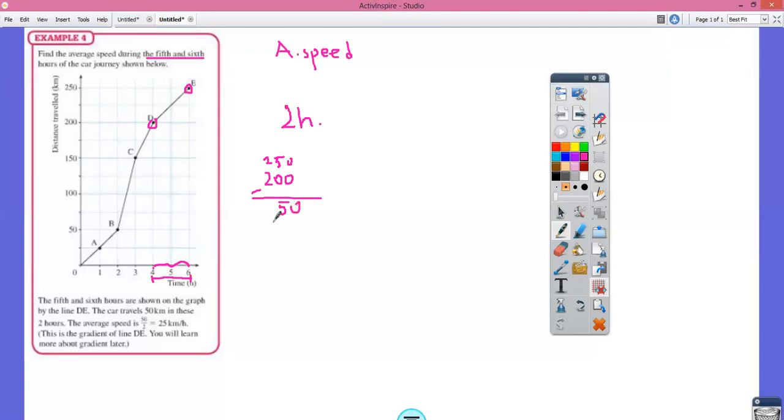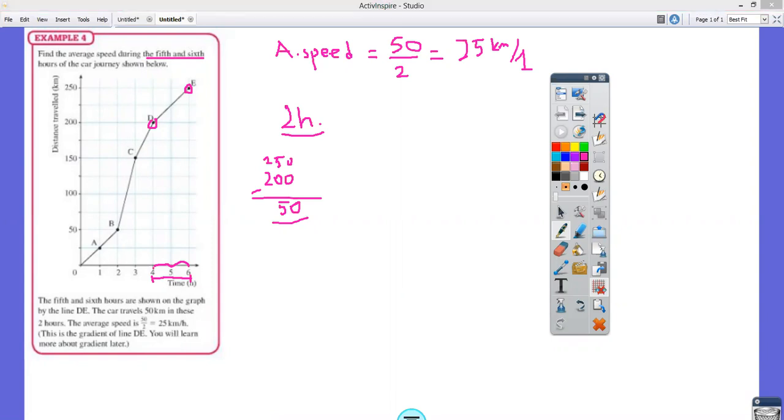Now I know the distance and I know the hours. Then I can evaluate the average speed. It will be 50 over 2. What is the average speed? 25. The average speed is 25 kilometers in 1 hour. Do you have any question? No. If you don't have questions, then I am going to say exercises 11E.